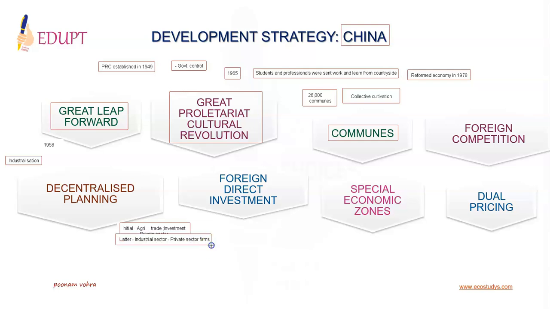In the latter phase, reforms were initiated in the industrial sector, where collective local production was promoted. Private sector firms and village enterprises were allowed to produce goods. Also, enterprises owned by state were exposed to foreign competition. The purpose was to generate enough surplus to finance modernization of mainland China.